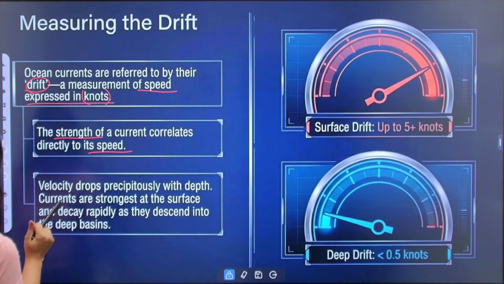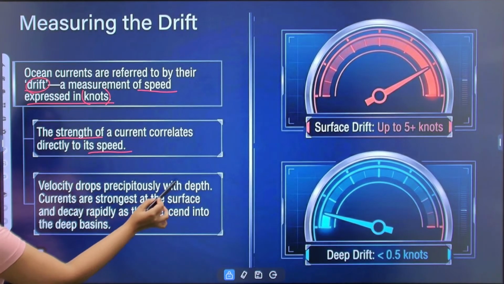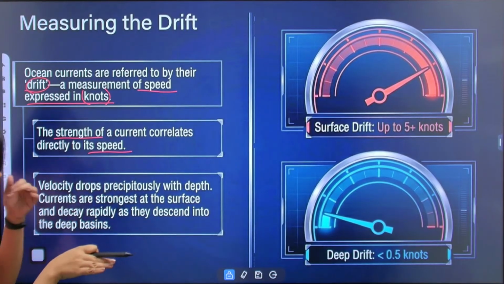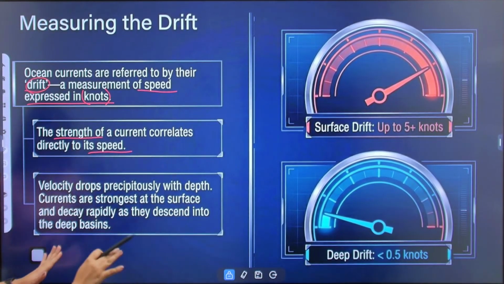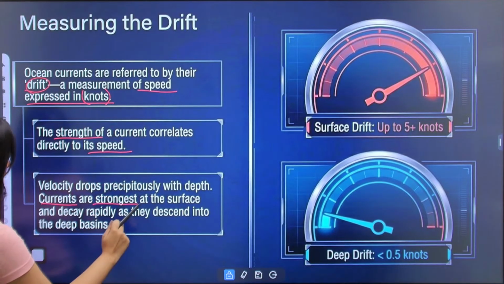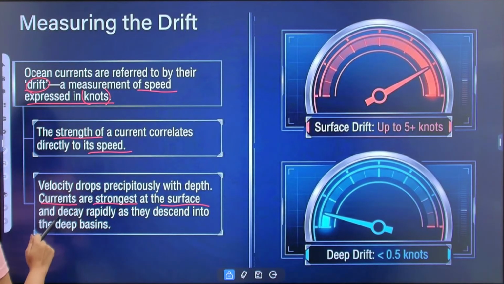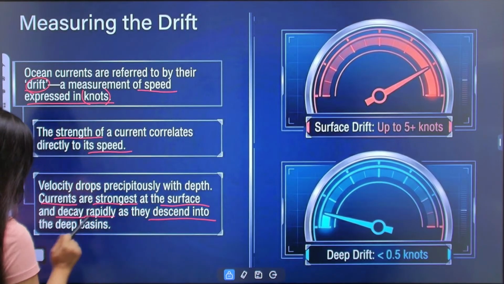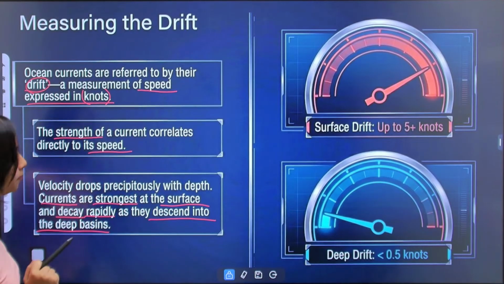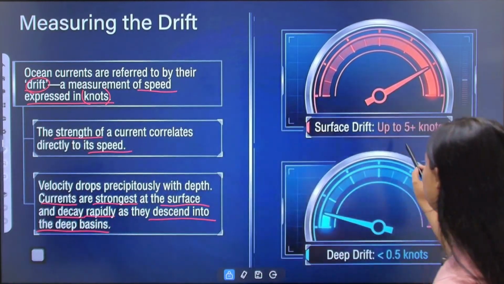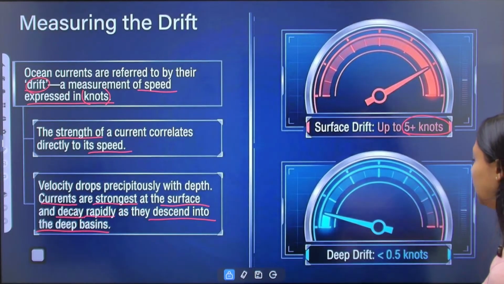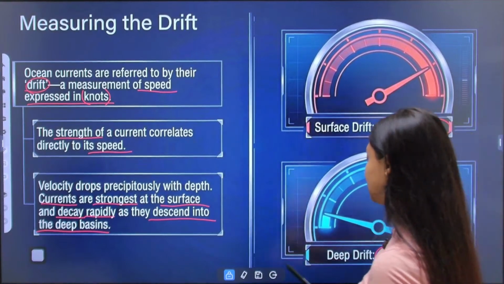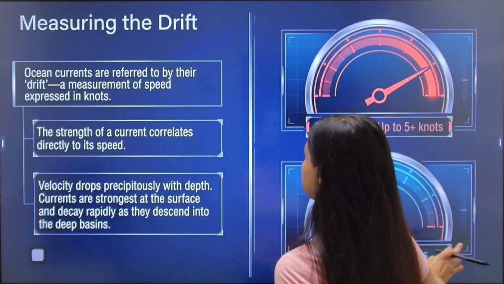So, direct correlation. Velocity drops precipitously with depth. Remember that velocity is higher at the surface for the surface currents compared to the deep ocean currents. So currents are strongest at the surface, always remember, and their speed will decay. Their speed will reduce, they decay rapidly as they descend into the deep basins. So surface drift, can you see? 5 plus knots, this is the speed. Deep drift, less than 0.5 knots. Speed is less, strength is less, the deeper it gets.